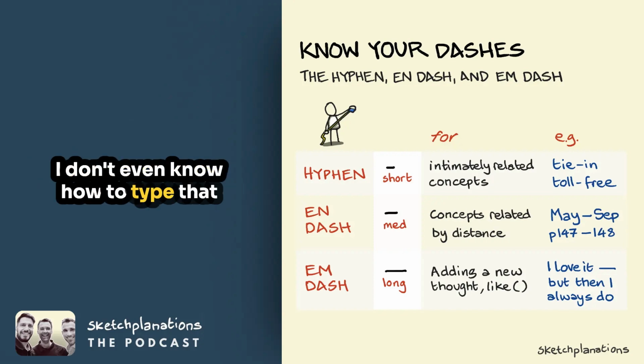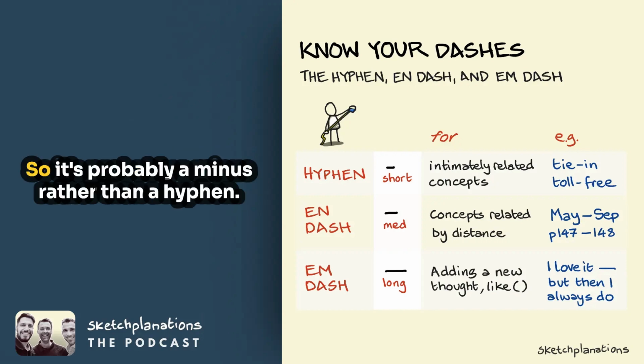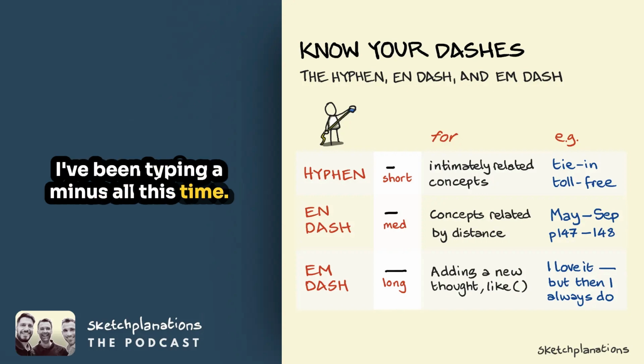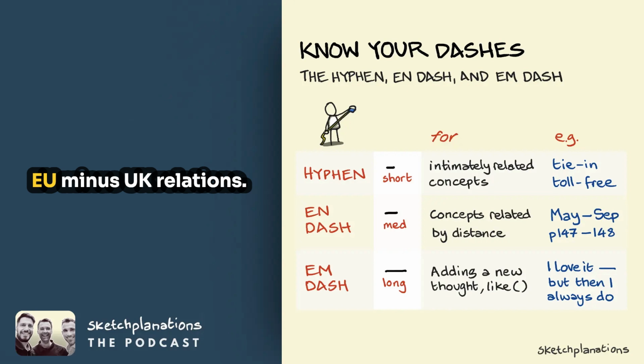I don't even know how to type that. Well, now that I'm looking at it, the hyphen on my keyboard is right up there with plus and equals. Yeah. So it's probably a minus rather than a hyphen. I've been typing a minus all this time. I could be a couple of pixels out. Oh my gosh. It's EU minus UK relations. Oh. We'll leave it there.